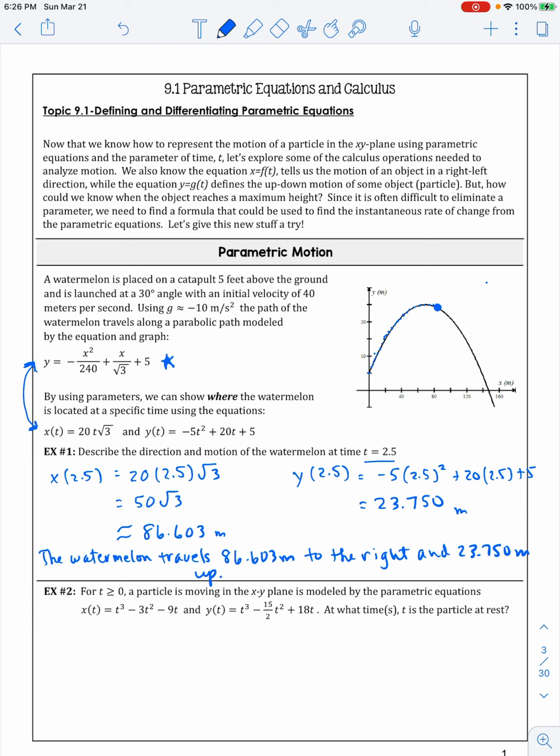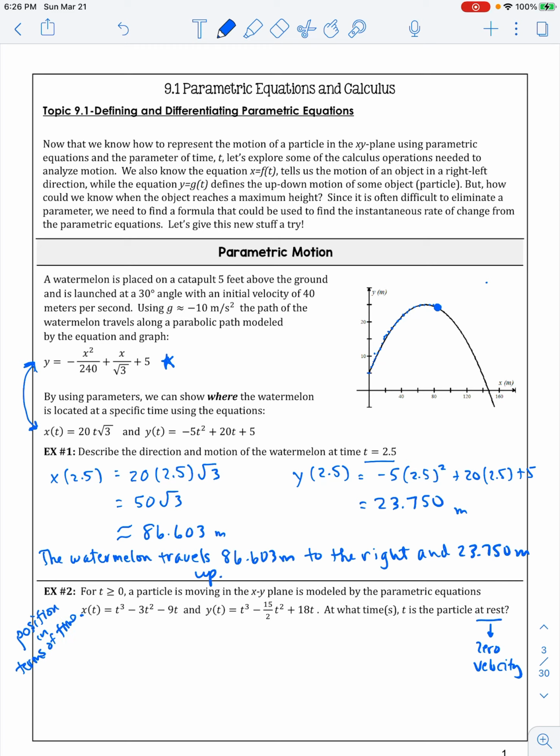Now, example number 2. For t greater than or equal to 0, a particle moving in the xy plane is modeled by the parametric equations x of t equals t cubed minus 3t squared minus 9t, and y of t equals t cubed minus 15 halves t squared plus 18t. At what time t is the particle at rest? Remember, at rest means 0 velocity. And these are position equations. They're position in terms of time, but they're still position equations.